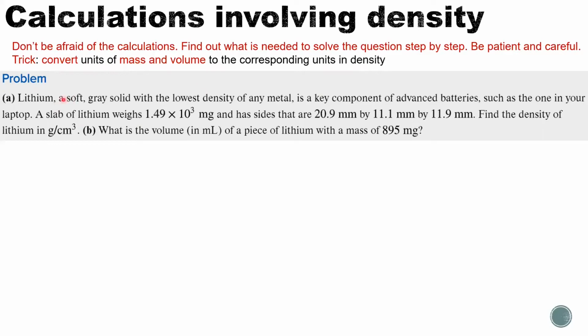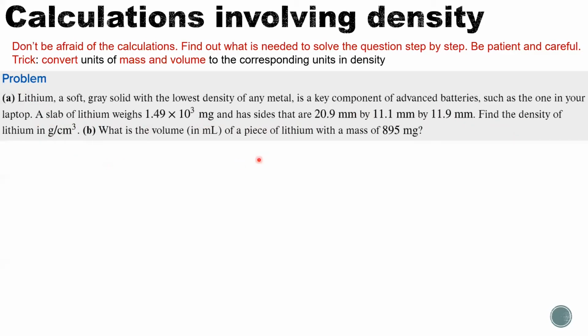For example, here we have two questions. First, lithium, a soft gray solid with the lowest density of any metal, is a key component of advanced batteries, such as the one in your laptop. The first sentence is just background information. It does not offer you any valuable numbers for the calculation. From the second sentence, a slab of lithium weighs 1.49 times 10 to the third milligrams and has sides that are these three values. Find the density of lithium in grams per cubic centimeter.